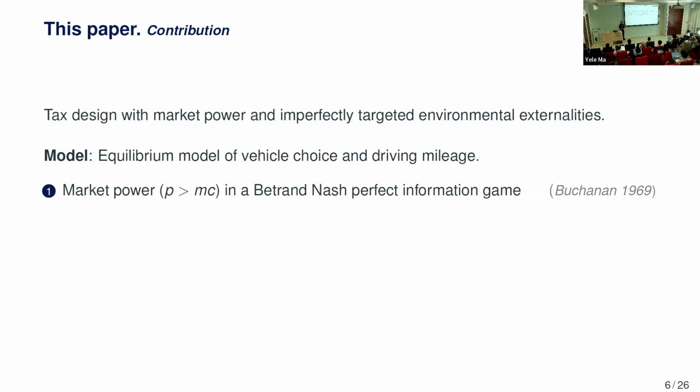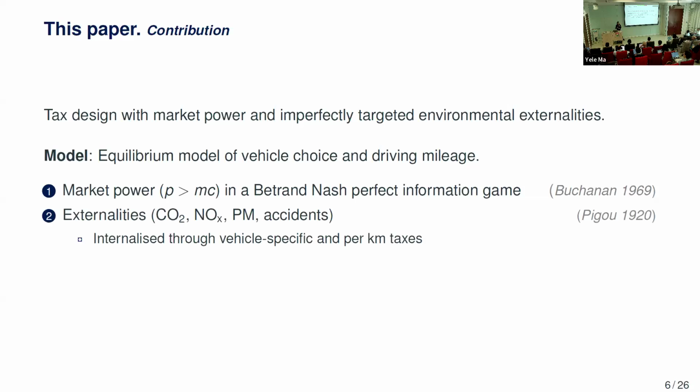So just to summarize what this model is about and what's new, what the main components are: what we want to do is say something about the optimal tax design when there is market power and these imperfectly targeted environmental externalities. And I'm going to explain exactly why they are imperfectly targeted. So market power we just described. The externalities are CO2, NOx, PM, and the accidents. So no congestion. There are some other papers looking at that. And congestion is usually targeted through tolls, so that's already addressed in that way. And then we're going to think about these externalities being internalized through the driving fuel costs.